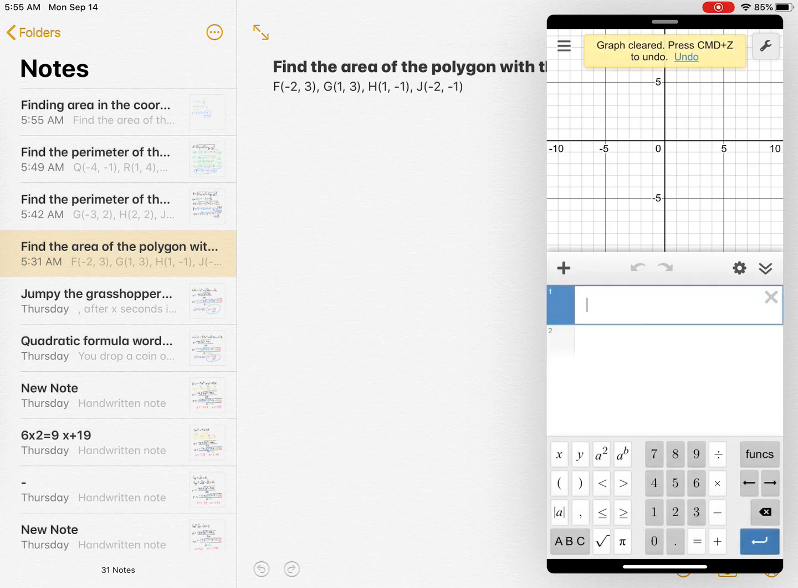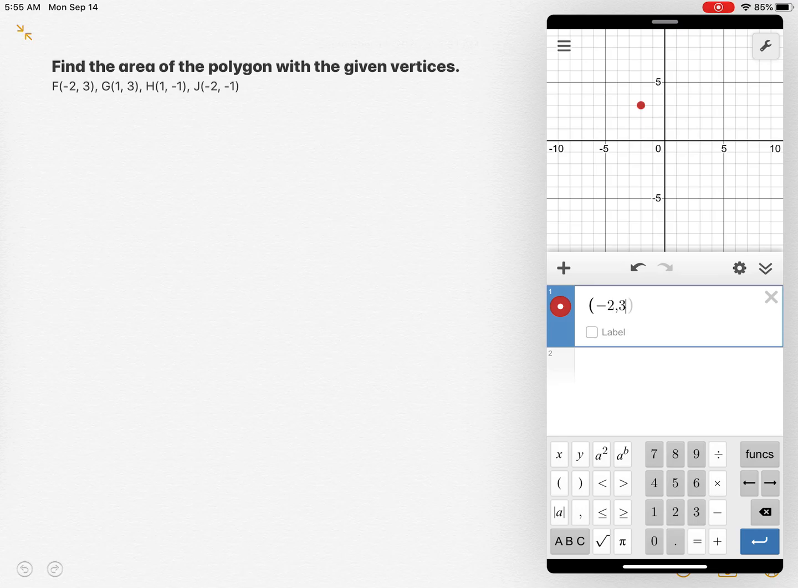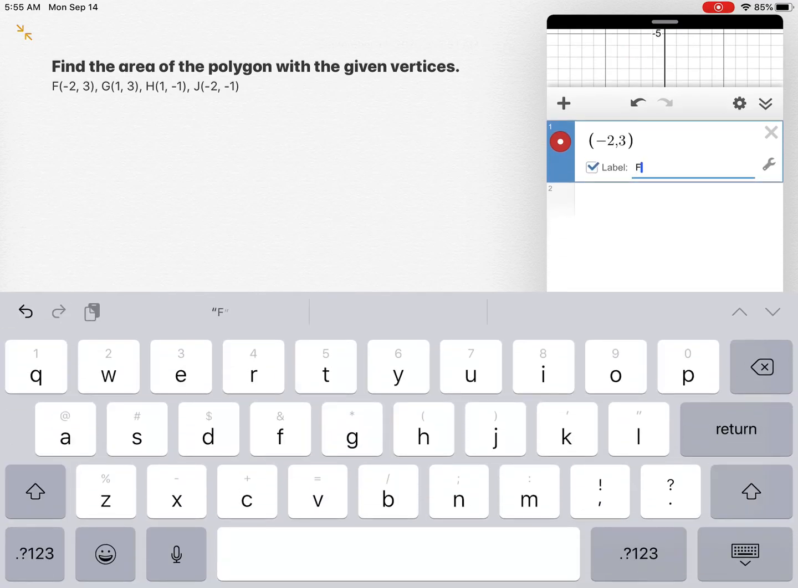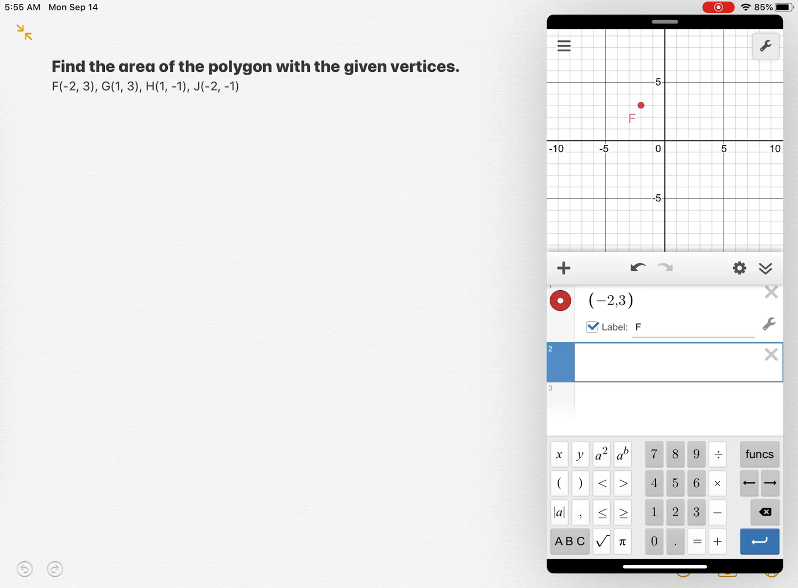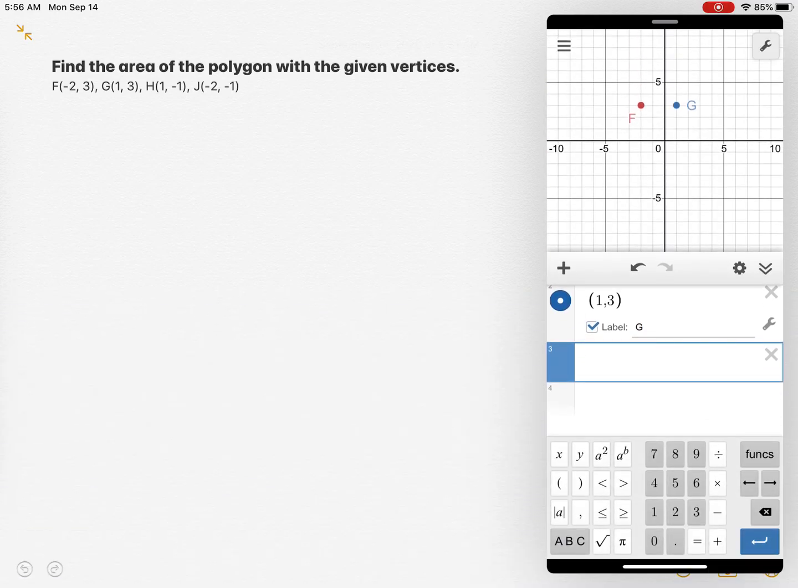So I'm going to clear out my Desmos, and let's get these coordinates typed in. So this time we have 4 points. We're dealing with some sort of quadrilateral. -2, 3, which if we would like to label that, is F. Next point, 1, 3, which is G.